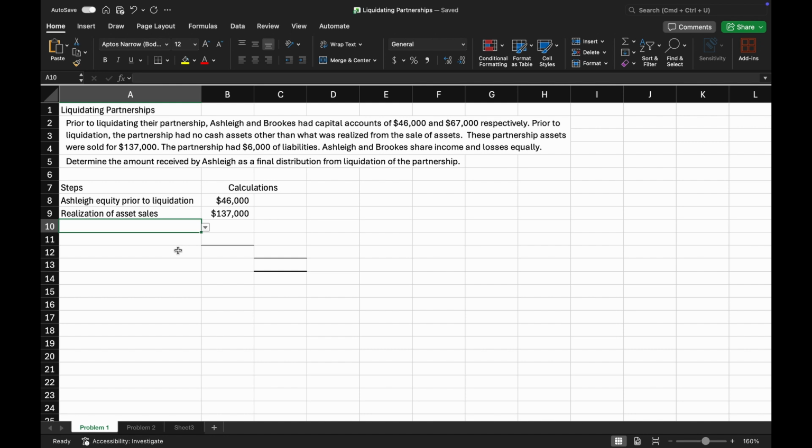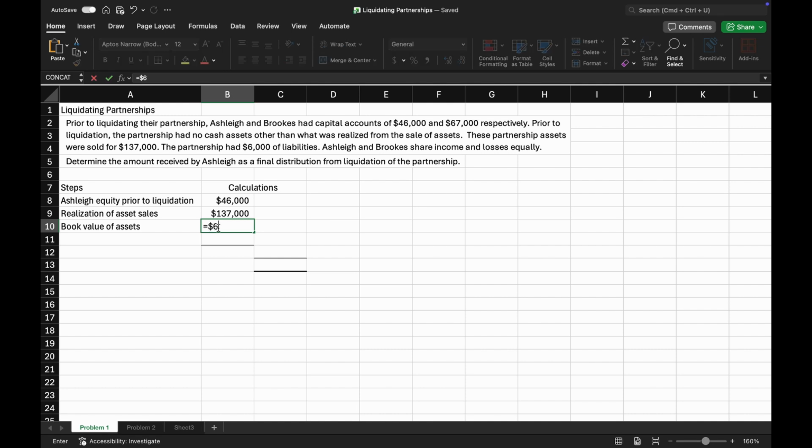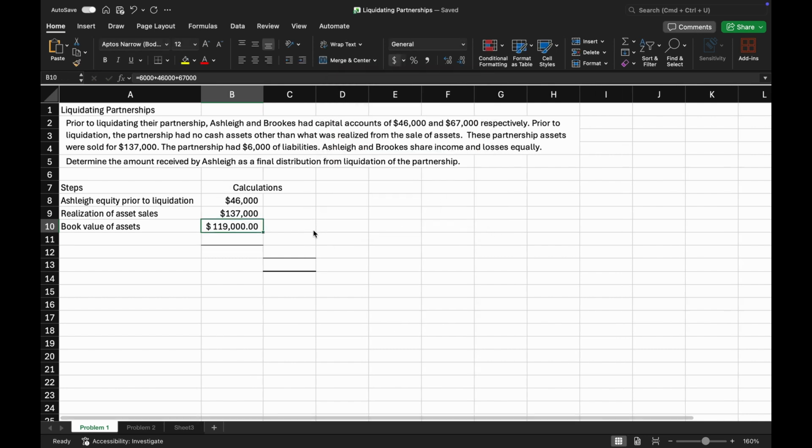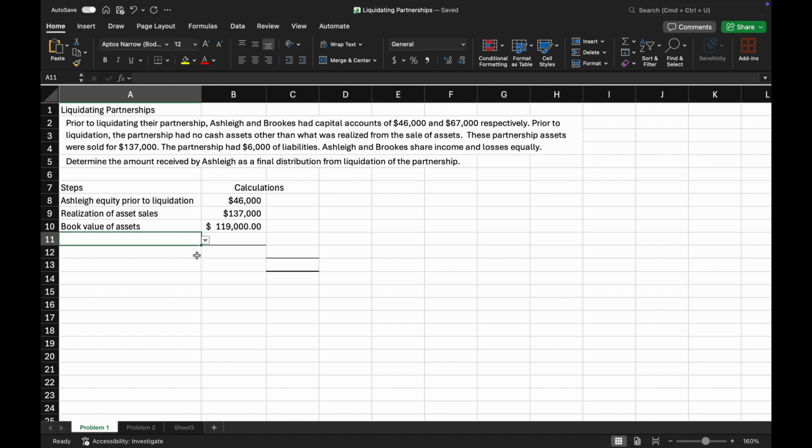We then need to subtract the book value from the market value to find the gain or loss on the liquidation. This book value is found by adding the liabilities and owner's equity, which in this case is $6,000 plus $46,000 plus $67,000, which comes out to $119,000. Since $119,000 is less than $137,000, we can tell that there will be a gain on the liquidation of the partnership.